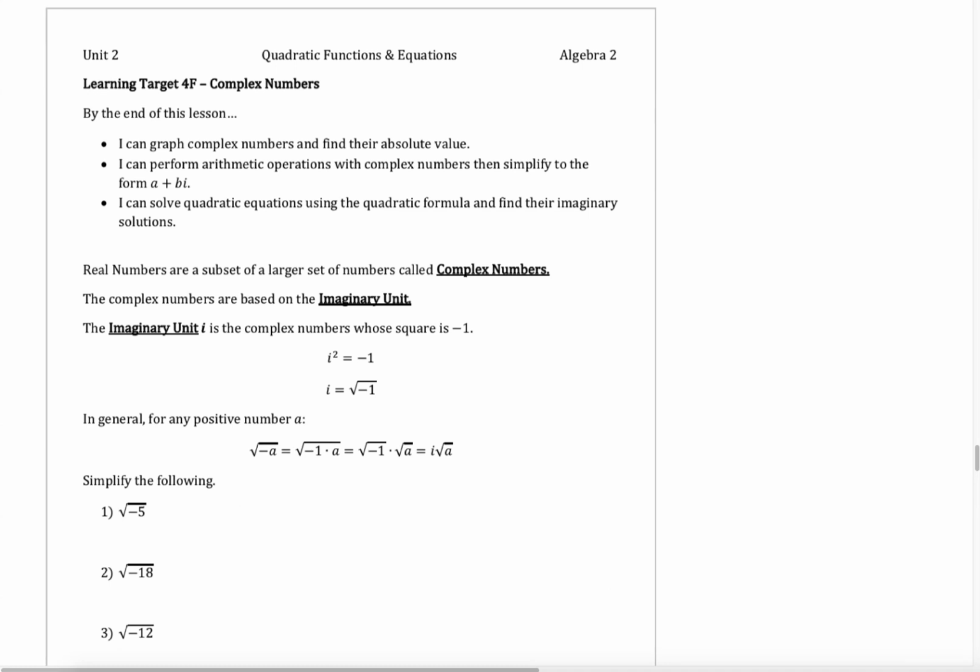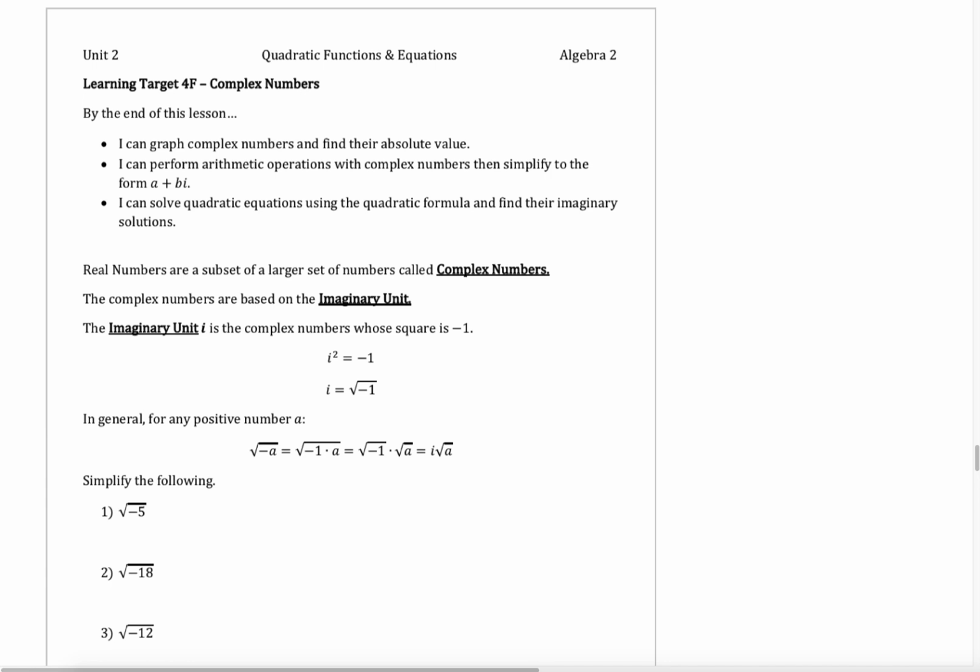Continuing on with Unit 2, and in this video we're going to focus on learning Target 4F, which is all about complex numbers. By the end of this lesson, you will be able to graph complex numbers and find their absolute value, as well as perform any operation, so adding, subtracting, multiplying, and dividing complex numbers, and simplify them to the form a plus bi, as well as solve quadratic equations using the quadratic formula and finding all solutions, including both real and imaginary solutions.